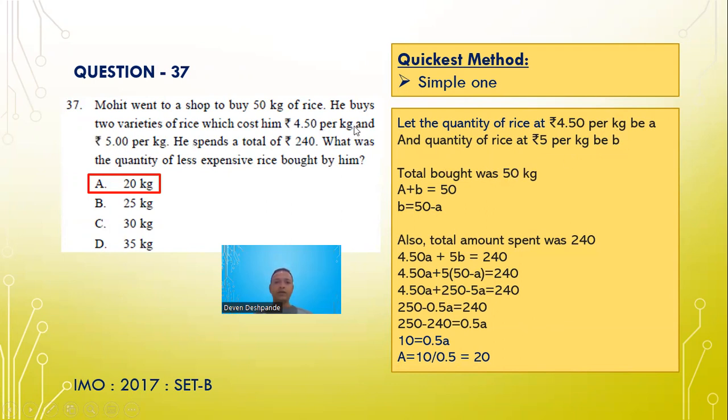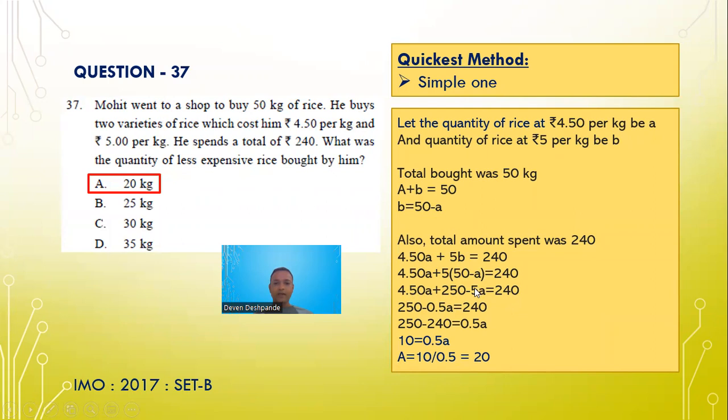So total was 50. So A plus B is 50. So B is 50 minus A, isn't it? Total amount spent was 240. So 4.50 into A plus 5 rupees per kg into B: 4.50 A plus 5B is 240. So 4.50 A plus, what is B? B is 50 minus A, so plus 5 into 50 minus A is 240. So 4.50 A plus 5 into 50 is 250, minus 5A, is 240. And so then 250, and 4.50 minus 5.